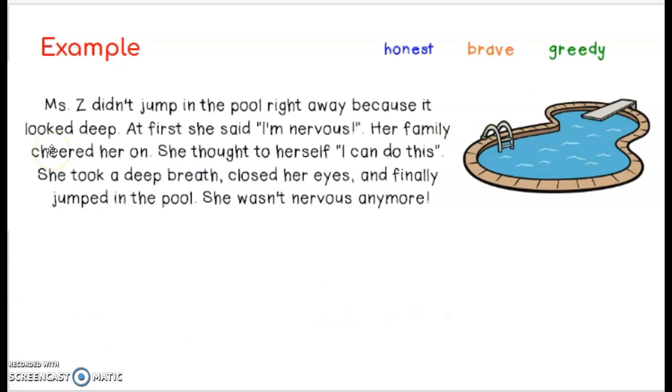Okay, so for our example, Miss Z didn't jump in the pool right away because it looked deep. At first, she said, "I'm nervous." Her family cheered her on. She thought to herself, "I can do this." She took a deep breath, closed her eyes, and finally jumped in the pool. She wasn't nervous anymore.